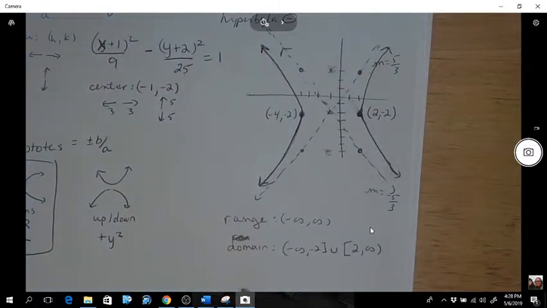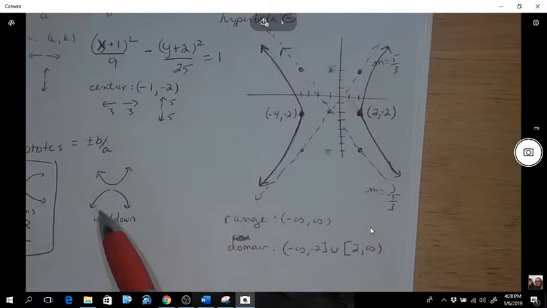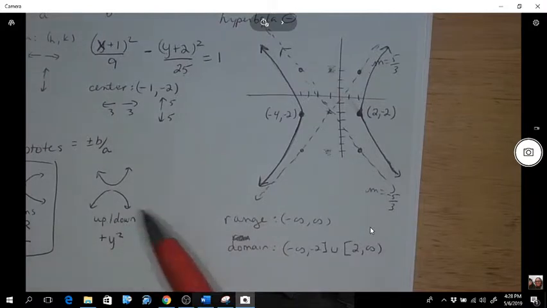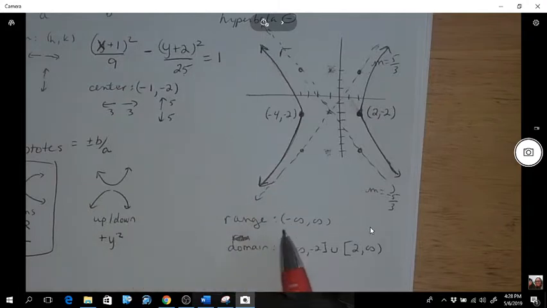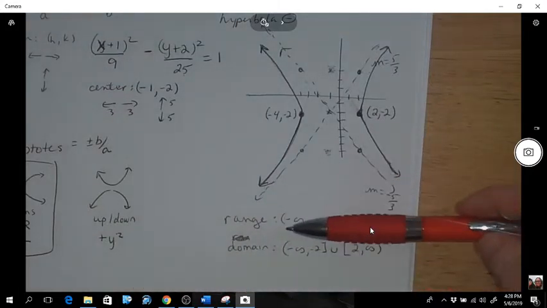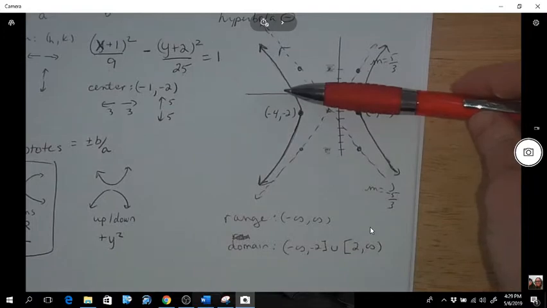Okay, so obviously if you had one that looked like this with the positive y squared, then you're talking about these kind of being opposite, right? Your range would go from -infinity to a number and then a number to infinity.